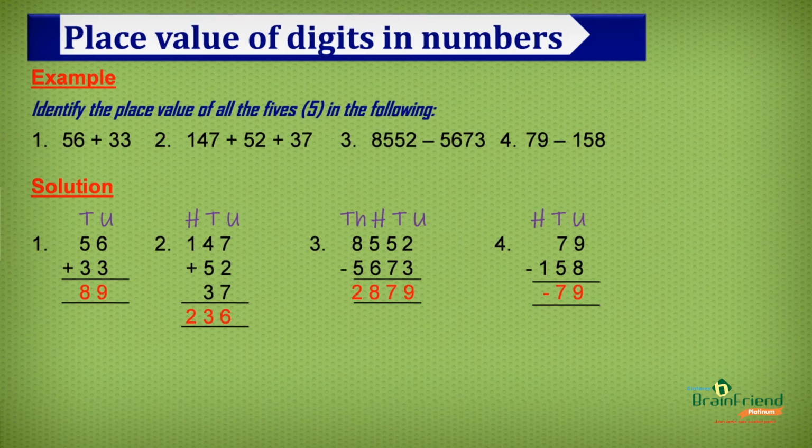The instruction says, identify the place value of all the 5s in the following. Now, we have these numbers, and we're expected to identify the place value of all the 5s in each of them. To solve these problems, these examples are problems we have solved before now, but we are just interested in finding out the place value of the 5s. The place value of this 5 is simply 5 tenths.